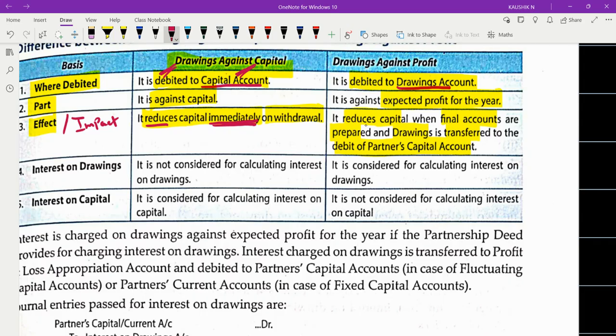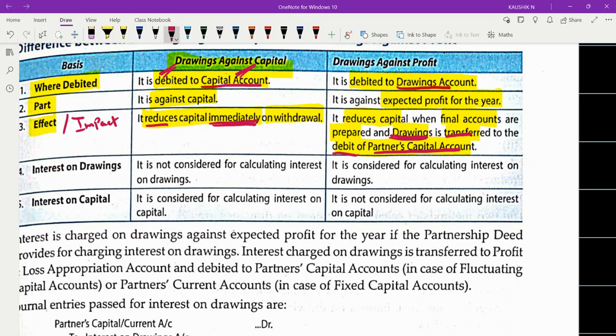So here you can see it reduces the capital when the final accounts are prepared and drawings is transferred to the, what account is it? Drawings is transferred to the debit of which account? Partner's capital account. You just check it up in that fluctuating method when you are preparing the partner's capital account: on the debit side you would have marked 'To drawings' and within a bracket 'drawings against profit'. Have you done it? Have you mentioned drawings against profit? So that is the meaning of this. It will reduce the capital.